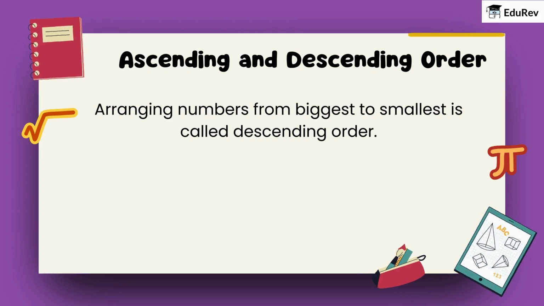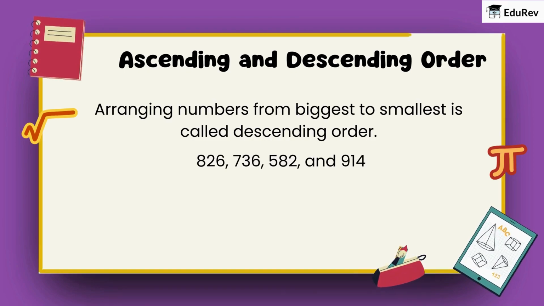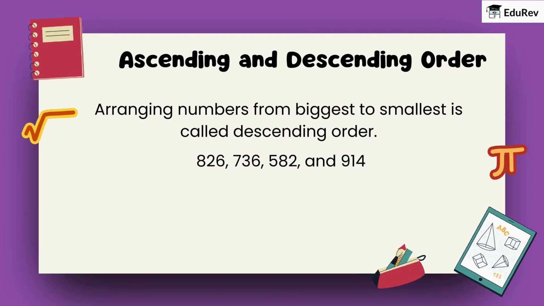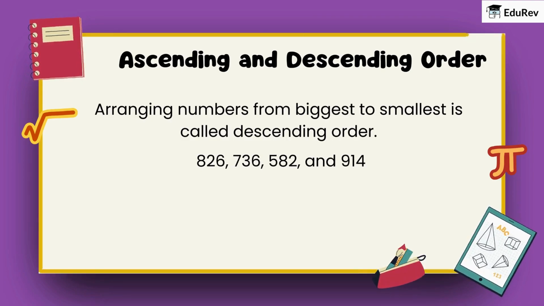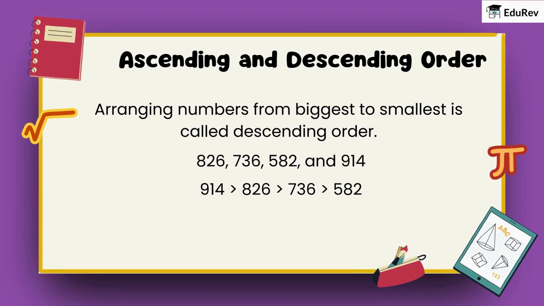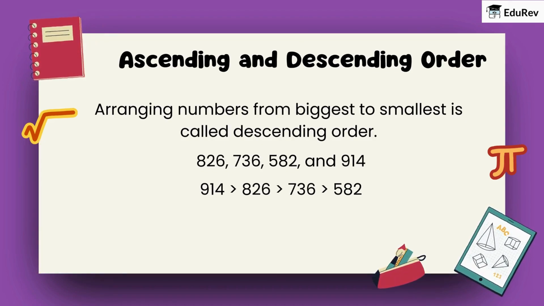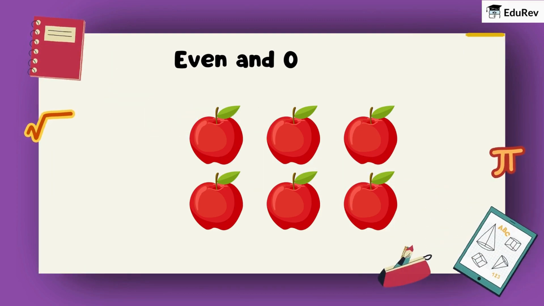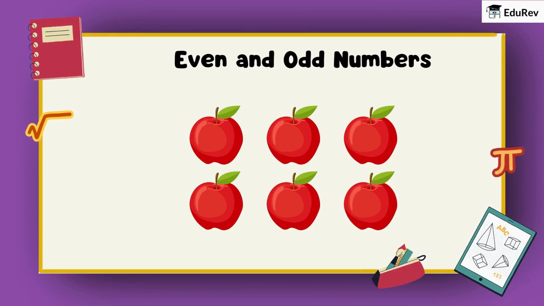For example, if we have the numbers 826, 736, 582, and 914, the descending order would be 914, 826, 736, 582. Let's talk about even and odd numbers.